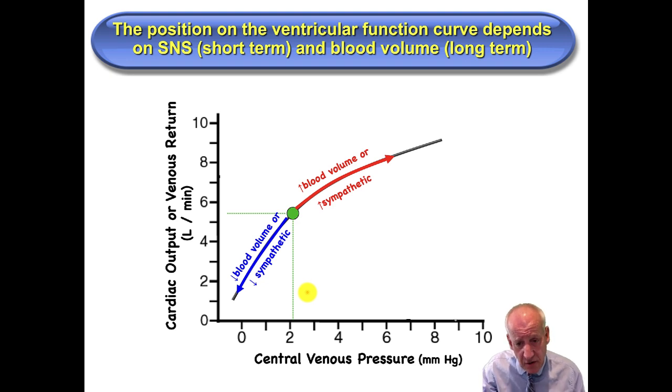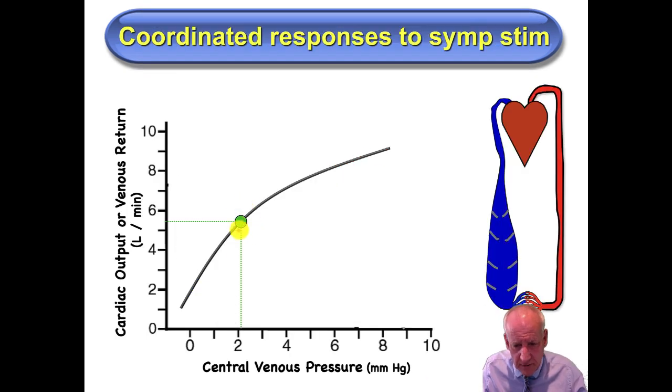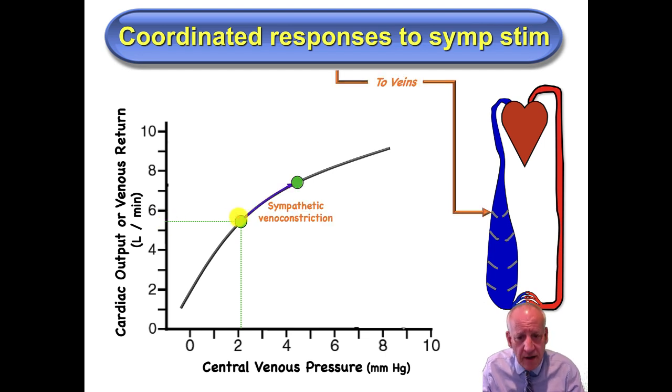Let's look at another example at how this can change acutely. Here we are back at our ventricular function curve with a central venous pressure normally at about 2 millimeters mercury, giving us a preload that translates into a cardiac output of about 5.5 liters per minute. Suppose we had sympathetic venoconstriction to the veins alone, acutely. The veins would lose some of their compliance, squeeze down and mobilize blood from the periphery back to the thoracic compartment, and that would increase central venous pressure at the level of the atria. And that would give us more preload, more stretch of the ventricle during end diastolic volume, and a greater cardiac output according to the Frank-Starling length-tension relationship.